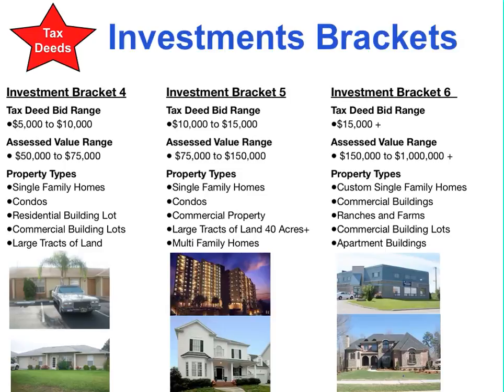Within bracket number 5, these are going to be tax deeds that range anywhere between $10,000 to $15,000. The assessed value on these properties will range from about $75,000 up to $150,000. This is where you're going to get into your condos, your commercial property, your large tracts of valuable land. You'll start getting into lower dollar multifamily homes, duplexes, triplexes, nicer single-family homes. So this is really that price range where you're going to start bidding on some of those single-family homes in a lot of markets.